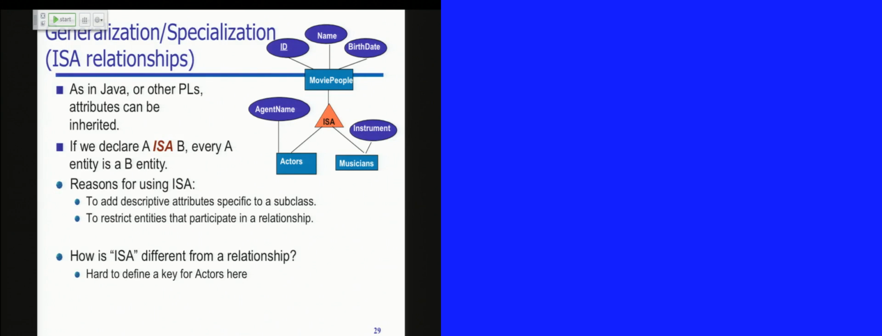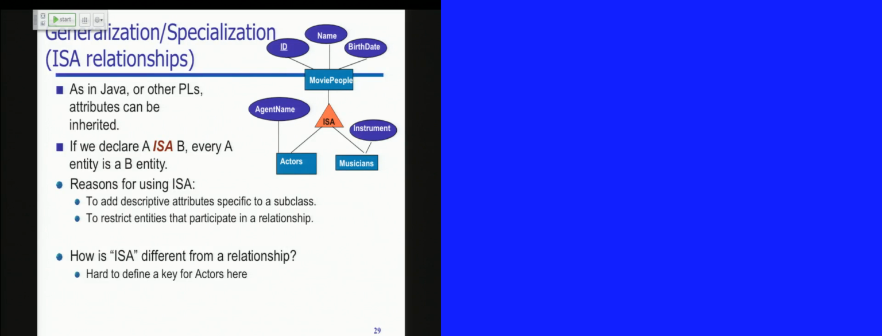Now, this is something that a lot of people usually confuse: how is an ISA different from a relationship? Because you can think of this as movie people, this is a relationship ISA, and actor is the other entity. One of the main differences is that when you have a relationship, both your entities are strong entities themselves. That means each of your entities on their own have a key and they are distinguishable and you can identify them.